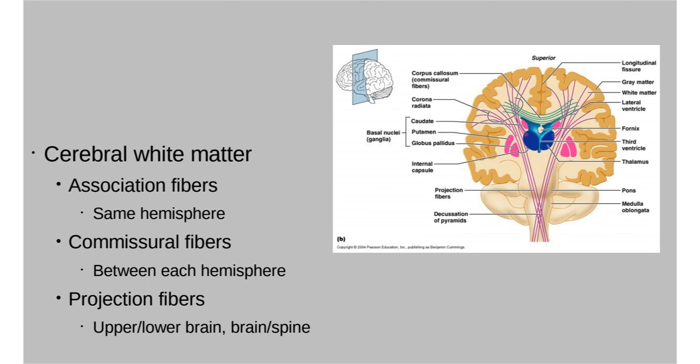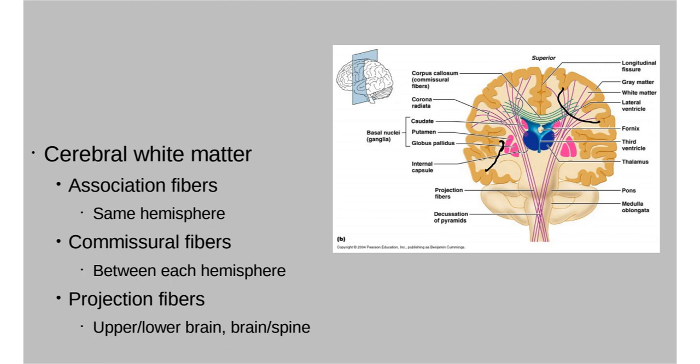The first are association fibers, which actually we don't see in this picture. So I'm going to draw some in. Association fibers connect different parts of the same hemisphere. So maybe it's going from here down to here, or from here over to here. So those would be association fibers, different parts of your brain within the same hemisphere that are communicating with each other.